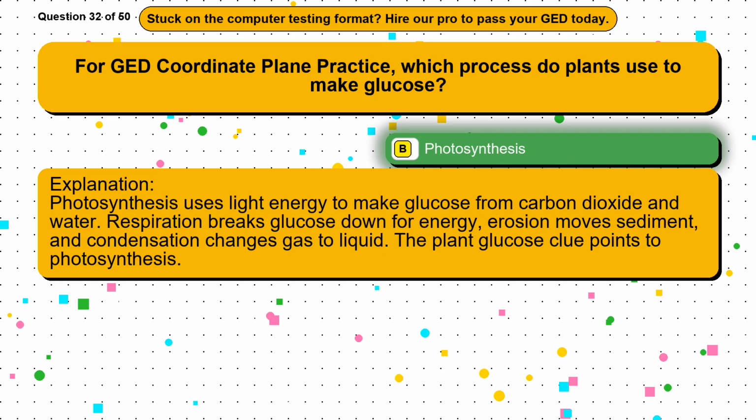Photosynthesis uses light energy to make glucose from carbon dioxide and water. Respiration breaks glucose down for energy, erosion moves sediment, and condensation changes gas to liquid. The plant glucose clue points to photosynthesis.